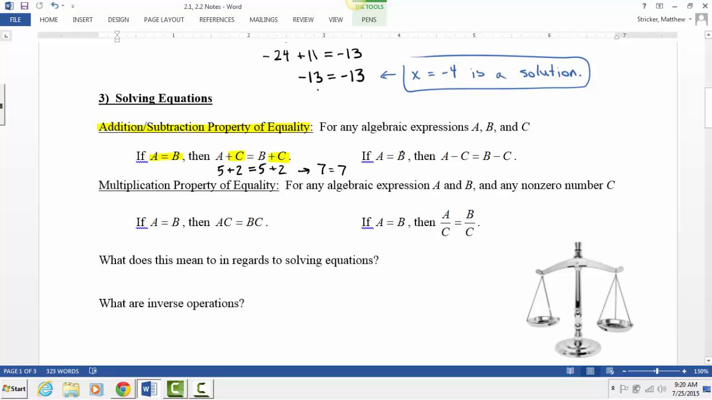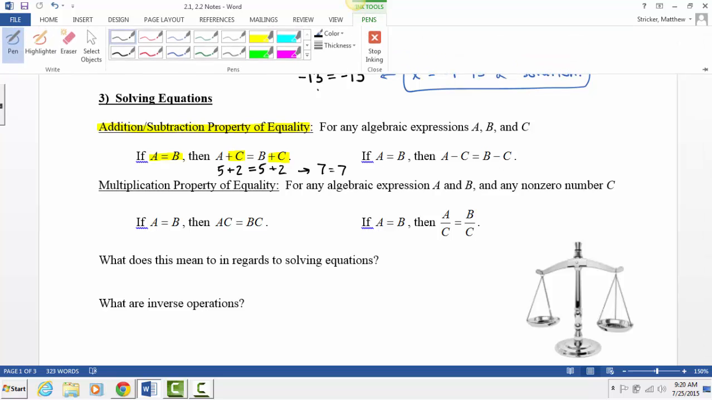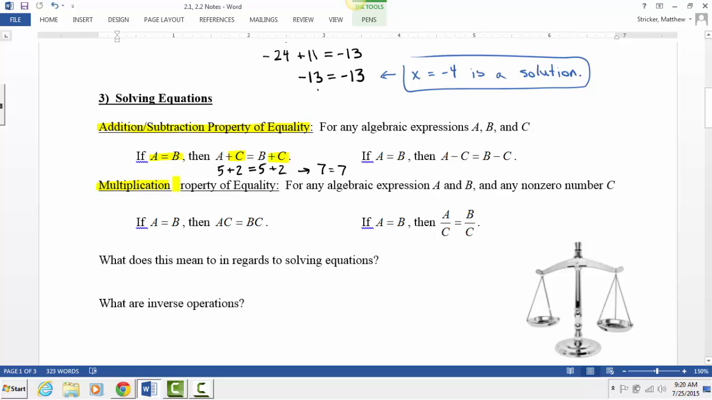If I have two quantities that are equal, A equals B, and I now subtract C from both sides, guess what? They're still equal. Both sides are equal. And then the same thing goes with the other two main operations, multiplication and division. If A equals B and I multiply both sides by C, we're still equal: A times C equals B times C. And likewise, if I have A equal to B and I then divide both sides by C, they are still equal.